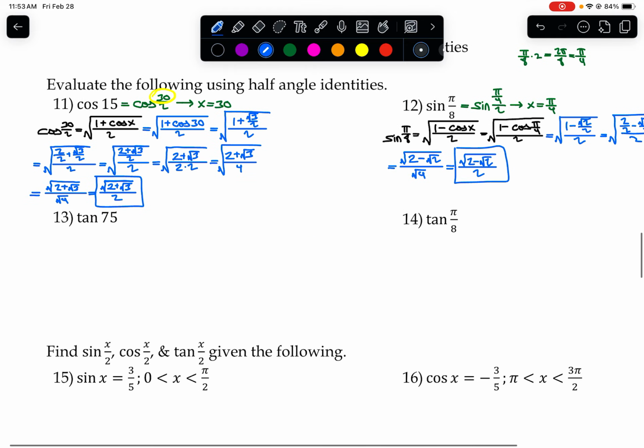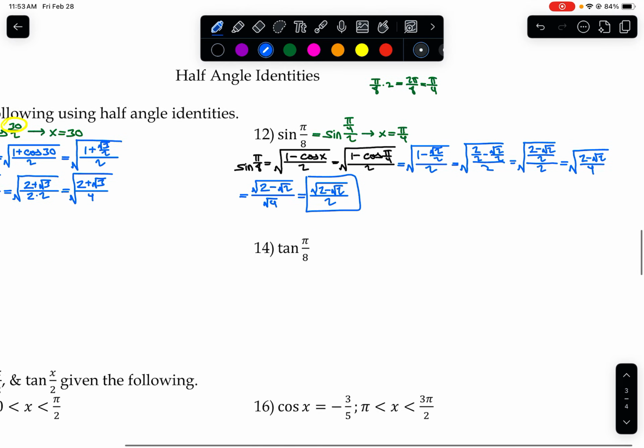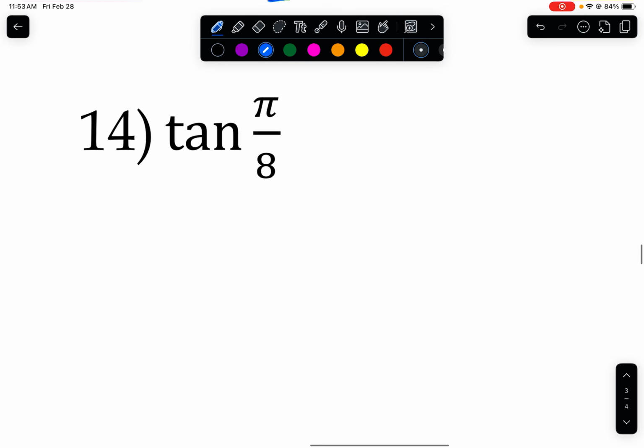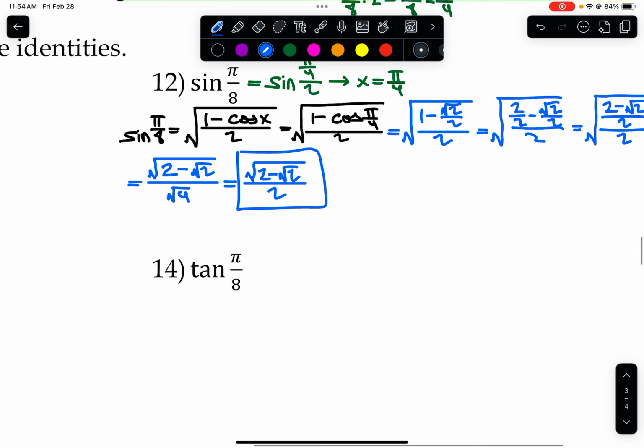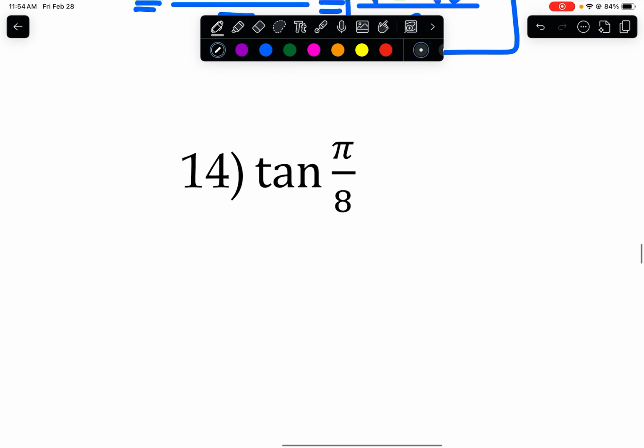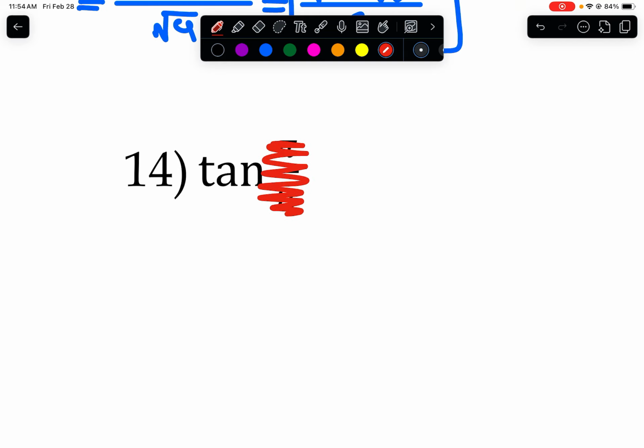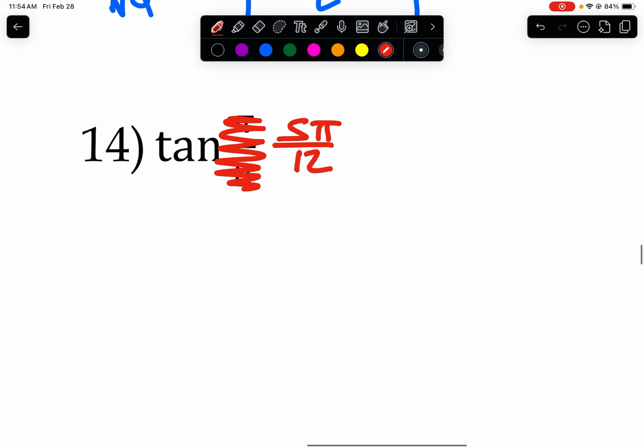Gross. Now for tangent down here, so I'll also do tangent. I just realized those are both pi over 8. Let's actually change it. I believe I changed this in the new copy, but I guess it didn't come over. So I'm going to change this one to 5 pi over 12. I'm going to wing it. We're going to see how this goes. Hopefully it's not a complete and utter disaster.